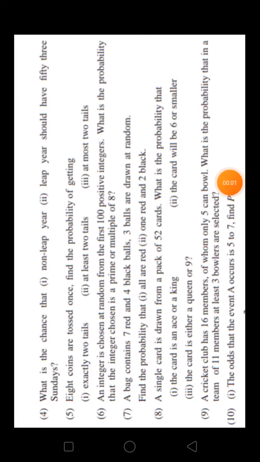Okay, now look at the sixth question. An integer is chosen at random from the first 100 positive integers. What is the probability that the integer chosen is a prime or multiple of 8?